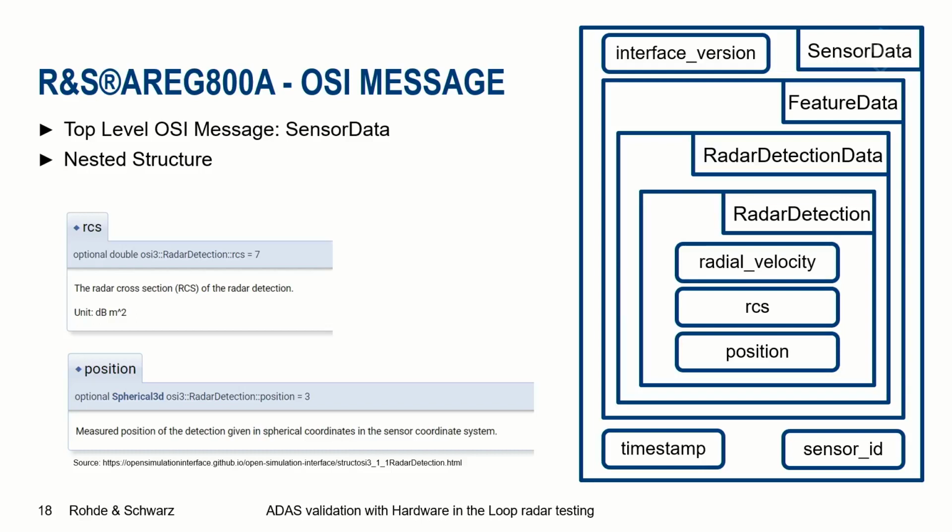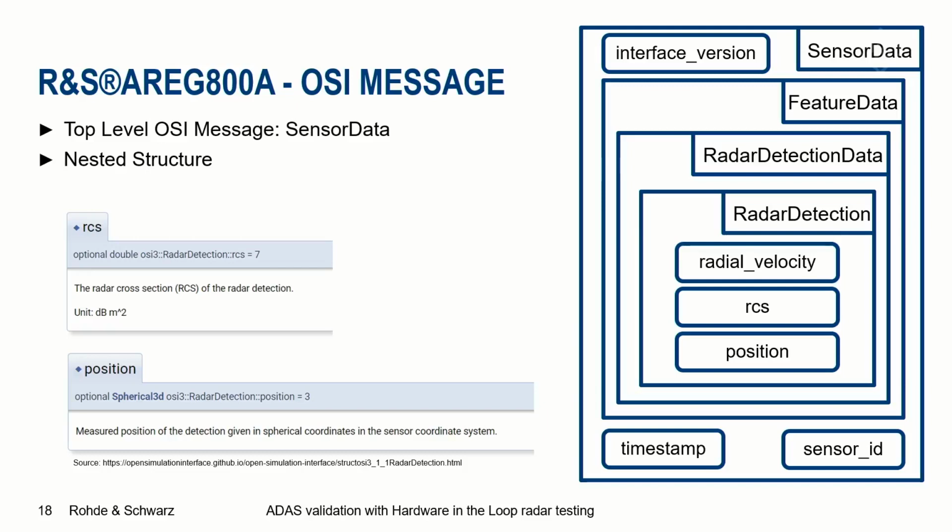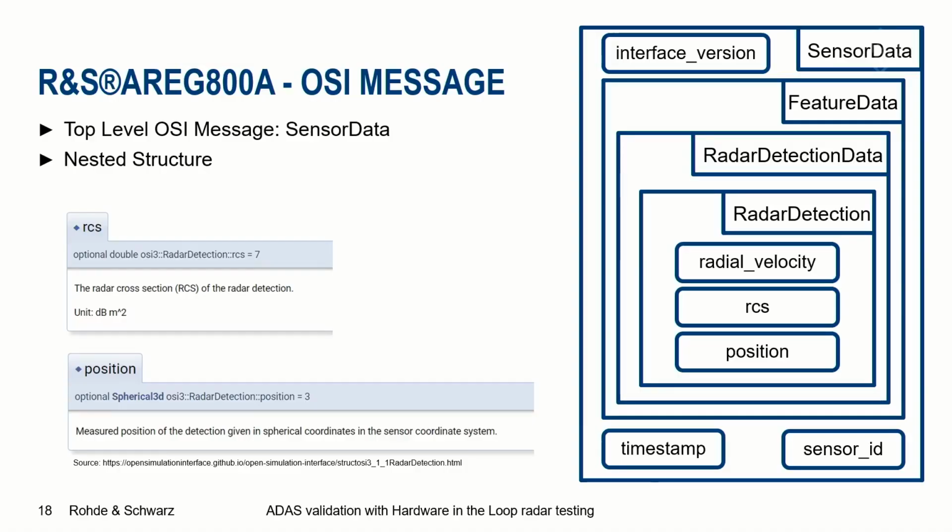On the other hand, you get a sensor ID. This is pretty important because it enables us to stimulate multiple sensors at the same time. Each sensor model gets its own sensor view data and can generate the objects we have to generate from this. Additionally, there's the timestamp, which says at what point in simulation time this object list is valid for us. Included in this data packet, which is a nested structure, there is a radar detection for each object we want to generate.